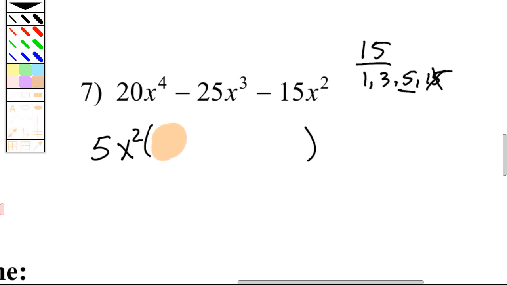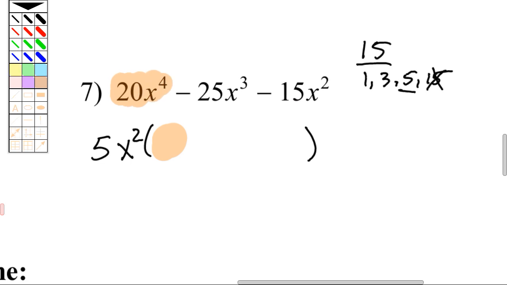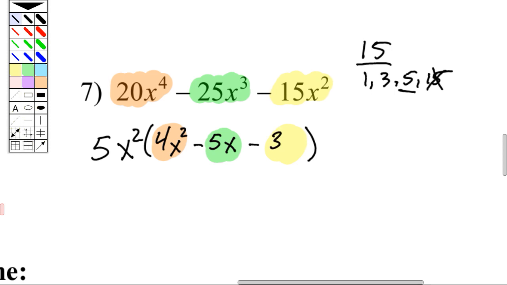5x squared times what mystery term makes this? Well, 5 times 4 makes 20. How many more x's do I need? If I've got 2 and I need 4, I need 2 more. Negative comes down. 5x squared times what makes negative 25x cubed? Well, 5 times 5 makes 25, and I need 1 more x. Negative sign comes down. 5x squared times what makes negative 15x squared? Well, 5 times 3 makes 15, and I've already got the x squared, so I don't need that. So that's it.